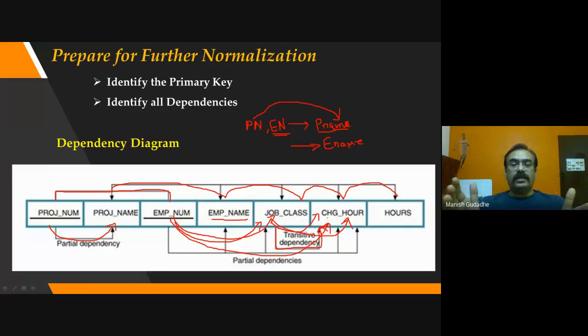Why not to break this table into smaller parts? Why not to keep employee information separately? Why not to keep project information separately? And why not to keep the relationship among these two? Then all these problems will be solved.